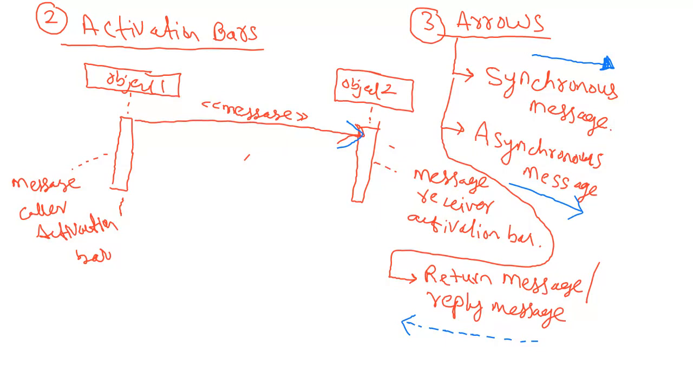For example, I'm calling you. When I call you, I will wait for you to lift the call. This is synchronous. But if I send you a WhatsApp message, I will not wait for you to respond. I will send you the message and I will not wait. I will do my work. When your reply comes, I will check. That is an asynchronous message.